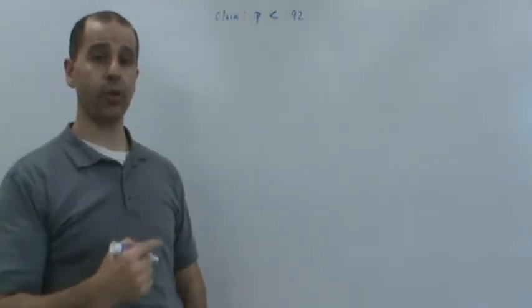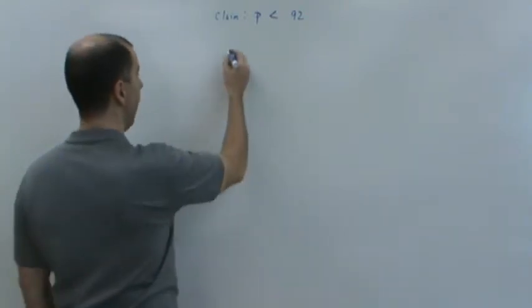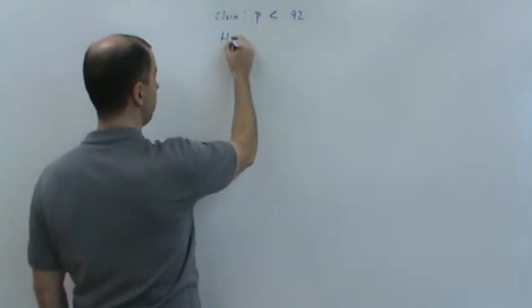So this time I went directly from the sentence to the symbols, okay? So now I know that this is the alternative hypothesis.